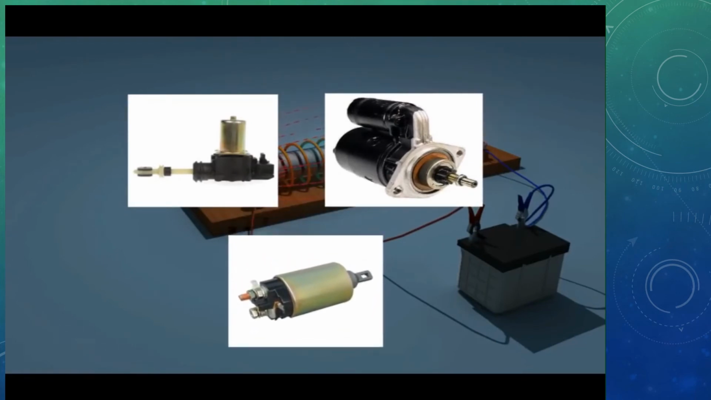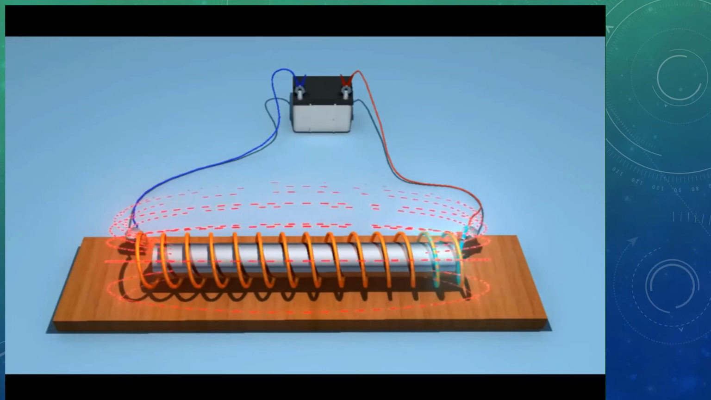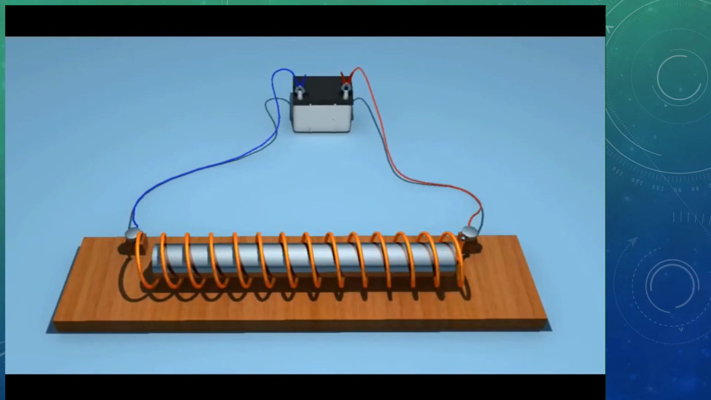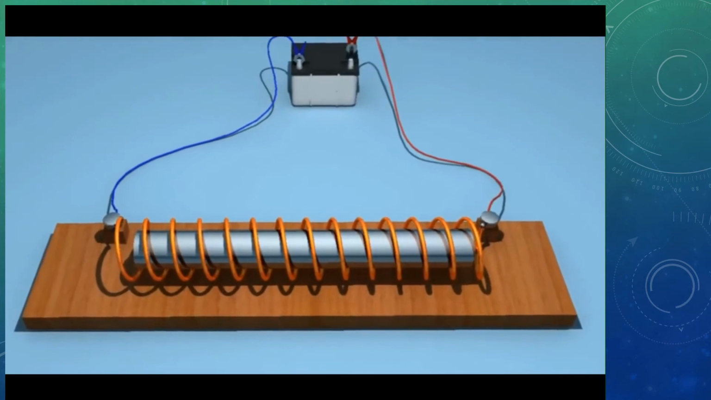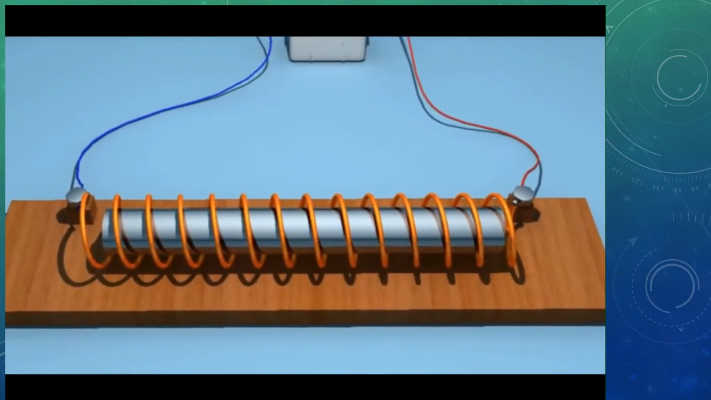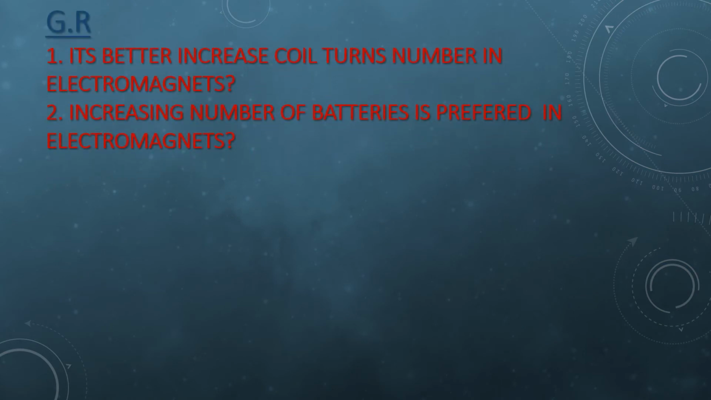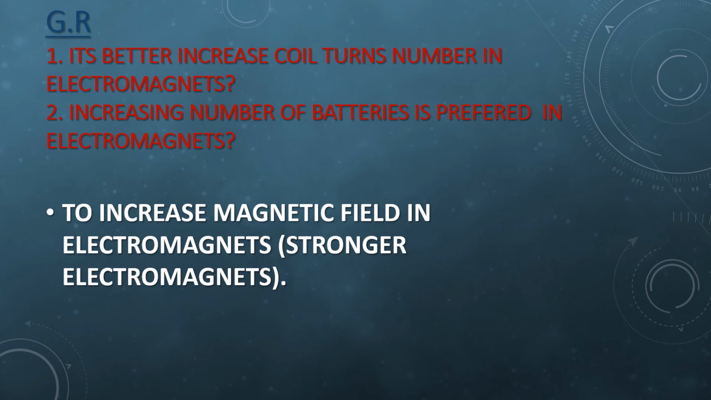The current-carrying solenoid converts the soft iron into an electromagnet. When the current is stopped, the solenoid is demagnetized. Even the soft iron core also loses its magnetism. So keep your mind. Give reason. It's better to increase the coil turns number in electromagnets. Or give reason. Increasing the number of batteries is preferred in electromagnets. The answer will be to increase the magnetic field in electromagnets or to make them stronger.